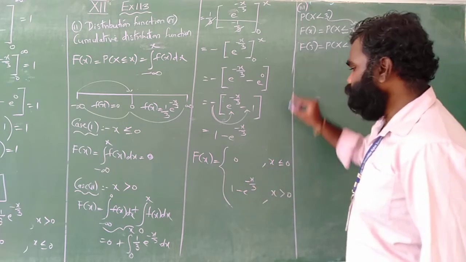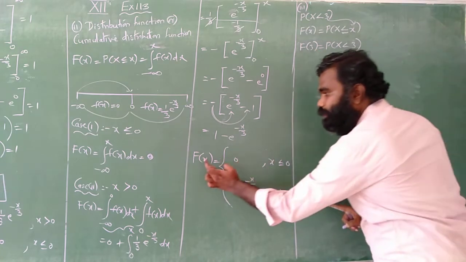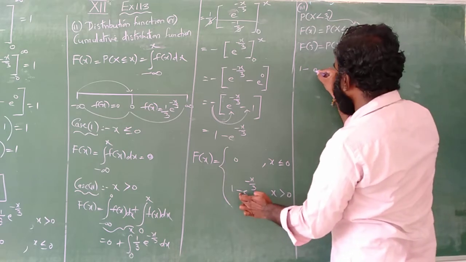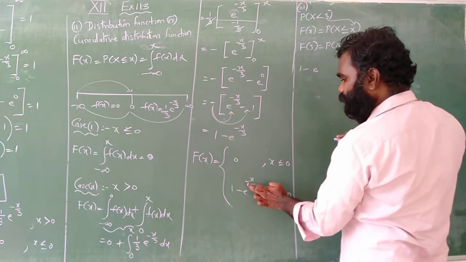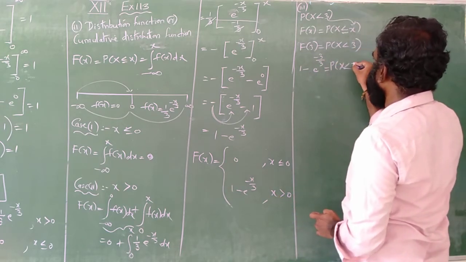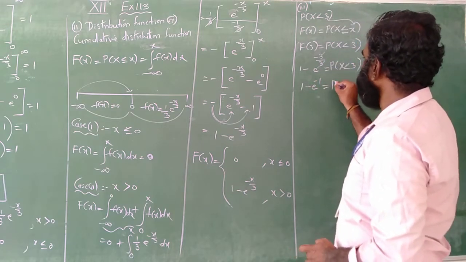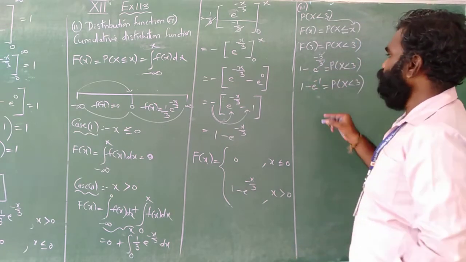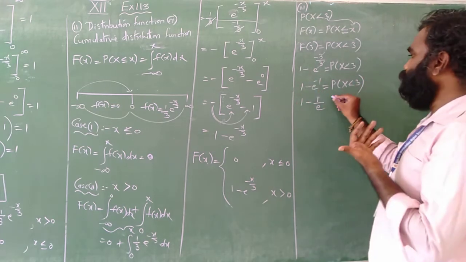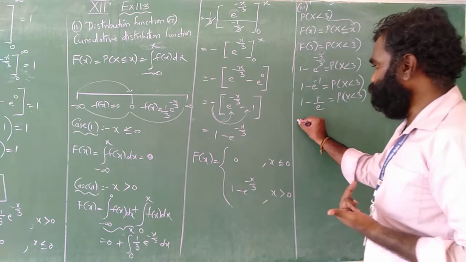How can I write it? If I need to put in place of x, apply 3. F of 3 is equal to 1 minus e power, in place of x apply 3, minus 3 by 3. Both will be cancelled. 1 minus e power minus 1 is nothing but P of x less than 3. Otherwise, we can write 1 minus 1 by e, since e power minus 1 can be written as 1 by e. This is the third subdivision.